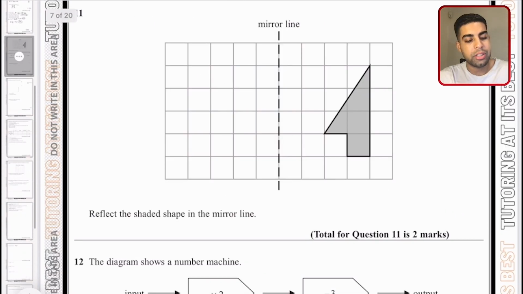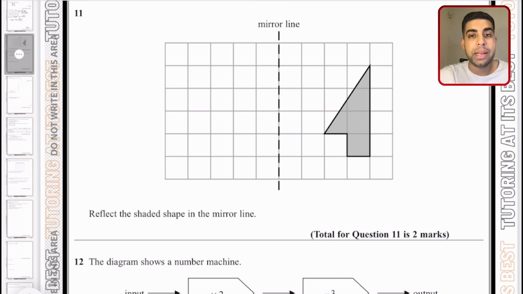Let's now move over to question 11. And just to reiterate, don't forget to pause the video and attempt the questions for yourself before pressing play and going through the solutions. So question number 11.